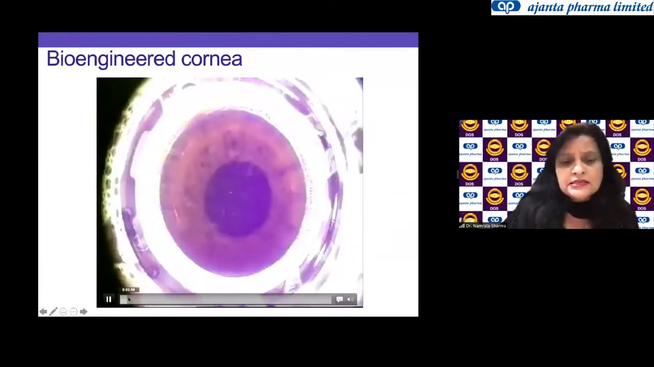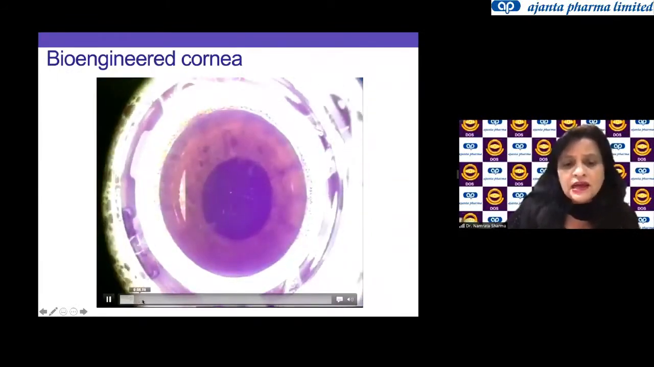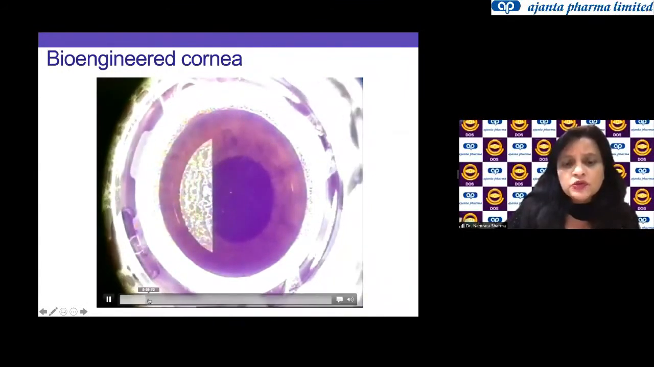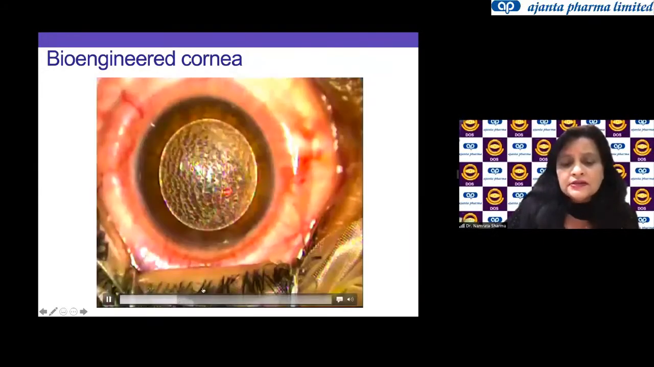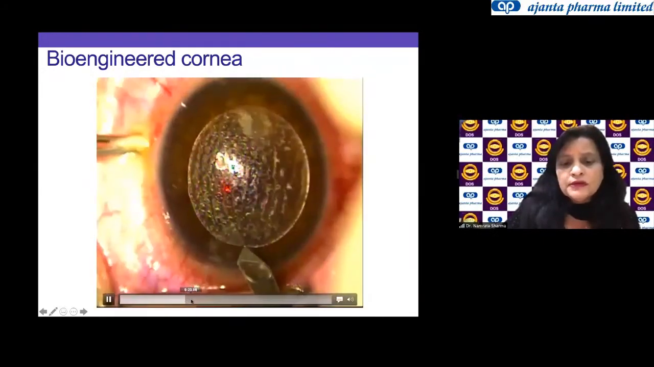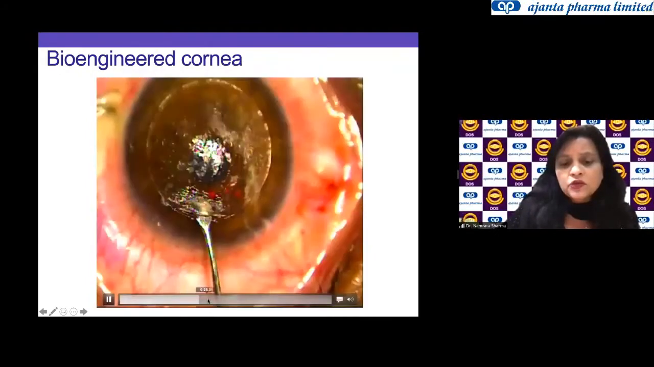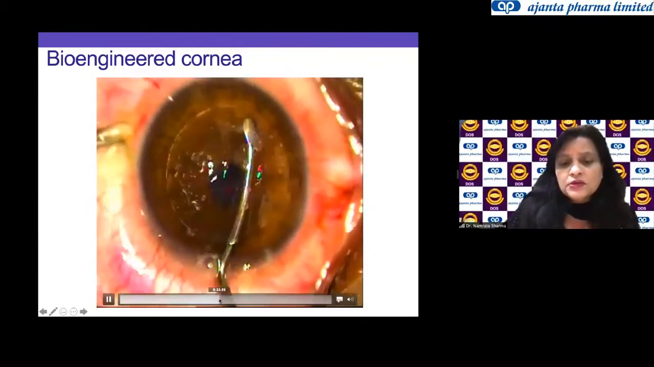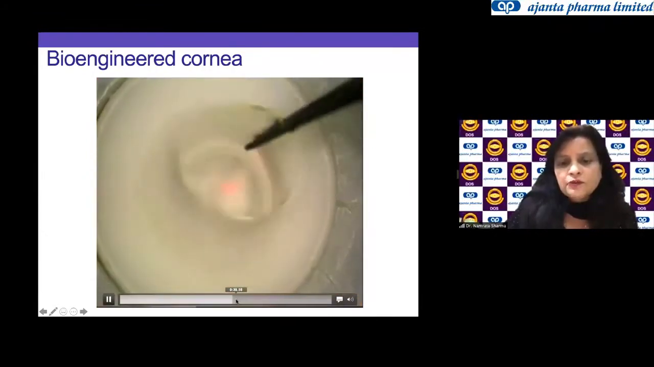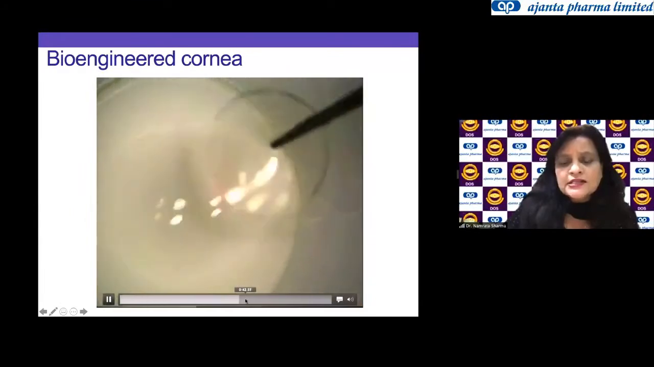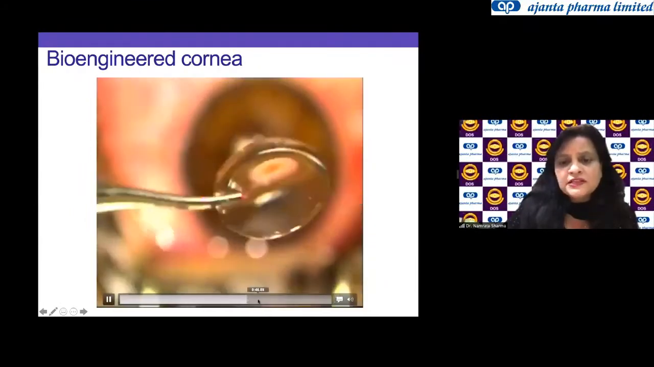And this technique is something which we are working at and have already standardized it. This is the bioengineered cornea, so a femtosecond laser is being used here to create a pocket, and subsequently this pocket is opened. And after opening this pocket, you have a synthetic cornea which is made by recombinant technology, and pretty much looks like a contact lens, but it is a little stiffer than that.